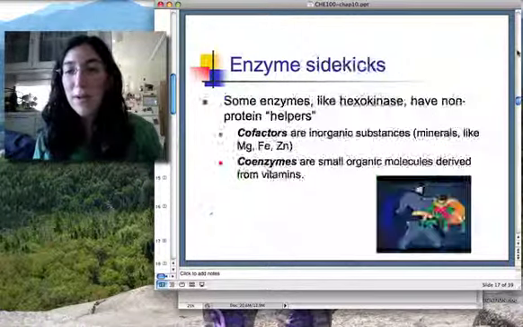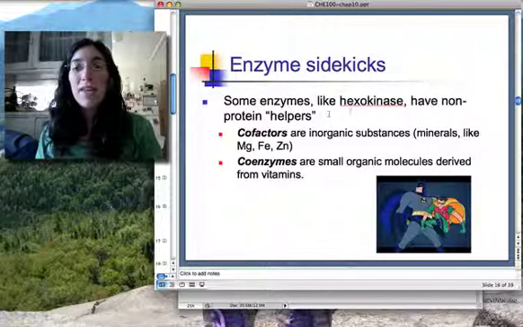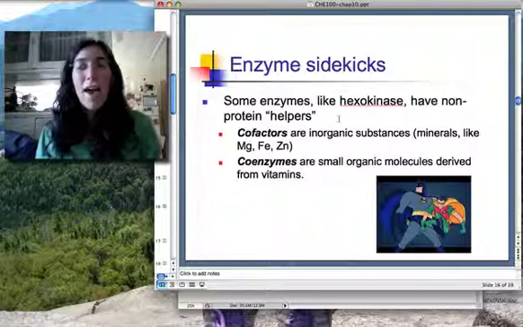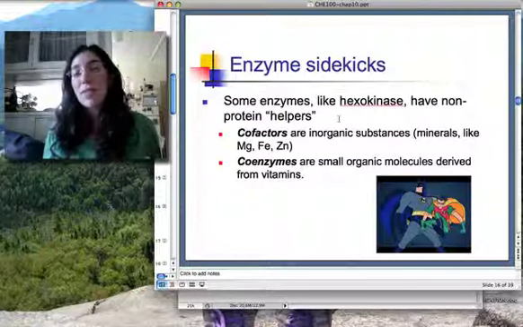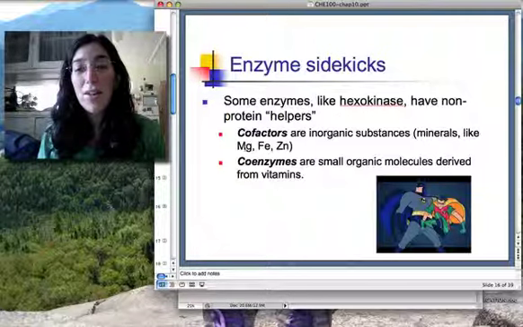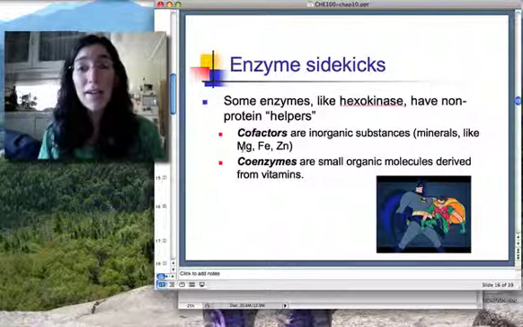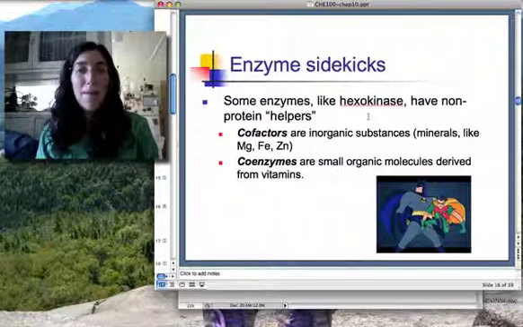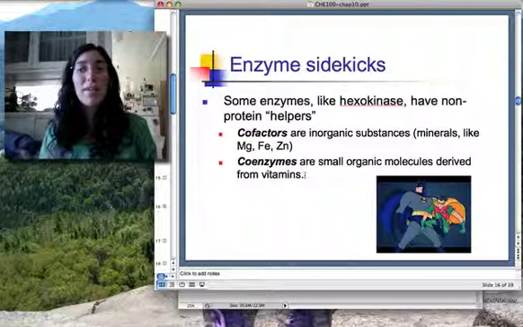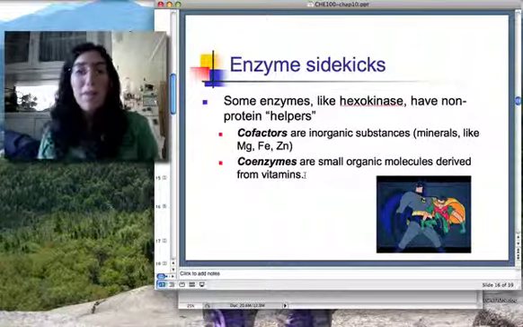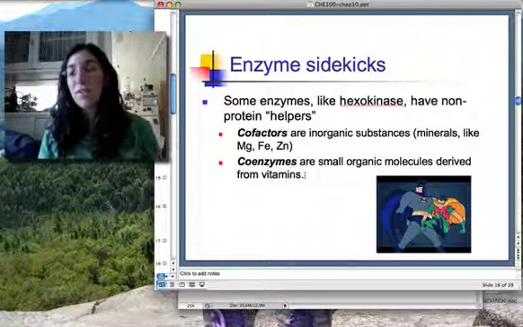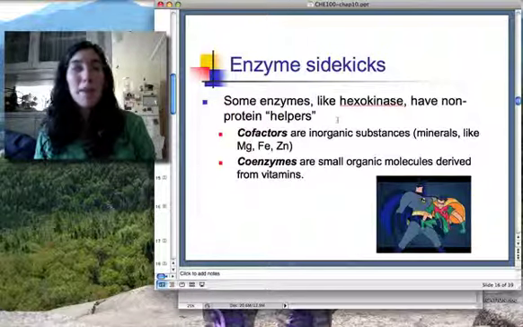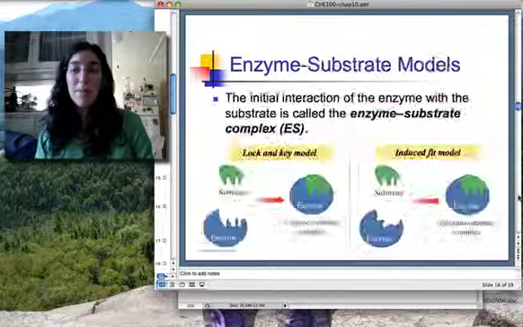I'll get to a better example later in the lecture, but essentially it's like an on or off switch. Hexokinase has this little helper that binds to it and allows it to function, in hexokinase's case, a cofactor called magnesium ion. Without that magnesium ion, hexokinase doesn't function properly. Cofactors and coenzymes actually help to regulate enzymes, turn them on or off. If they're not around, the enzyme doesn't function, so it's one way to help regulate enzymes. But they also often help the enzyme bind their substrate, to fit their substrate.